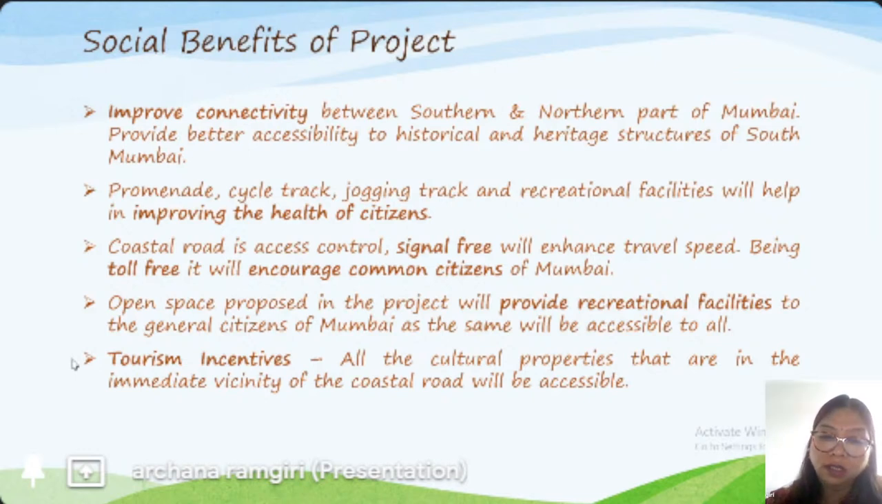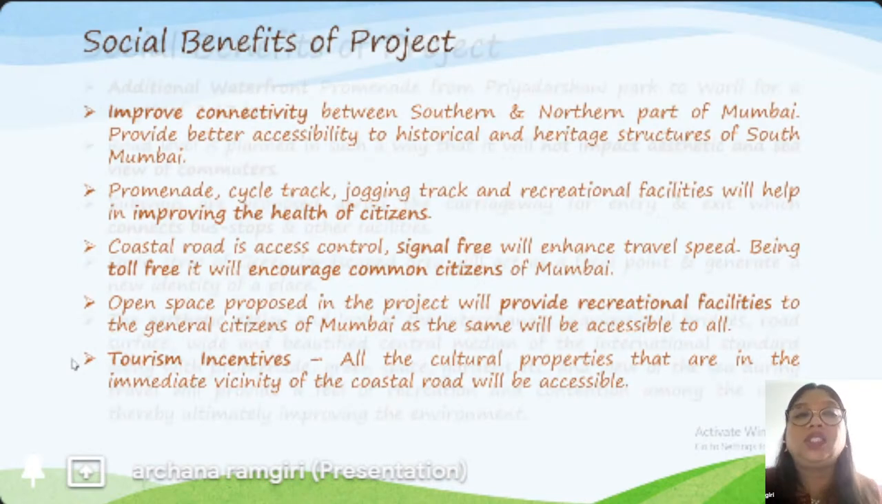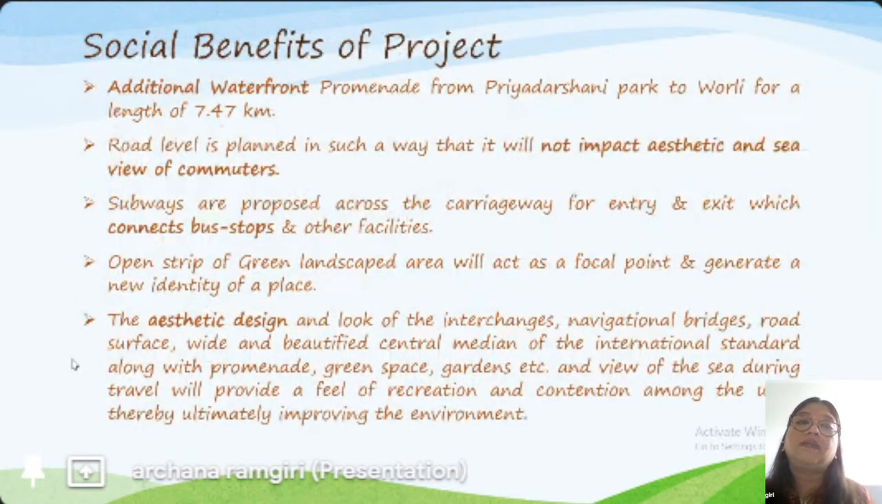Open space proposed in the project will provide recreational facilities. There will be a tourism incentive. All the cultural properties that are in the immediate vicinity of the coastal road will be accessible. Additional waterfront will be used as a marine drive. Road level is planned in such a way that it will not impact the aesthetics and sea view of a commuter. Subways are proposed across the carriageway for entry and exit, which connect bus stops and other facilities.